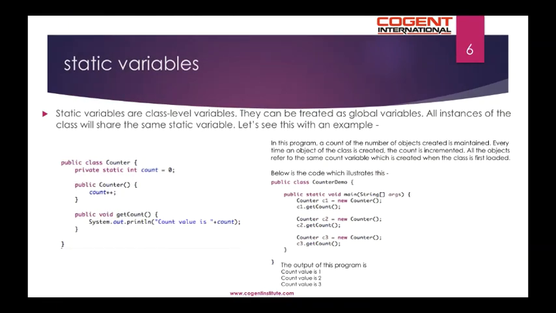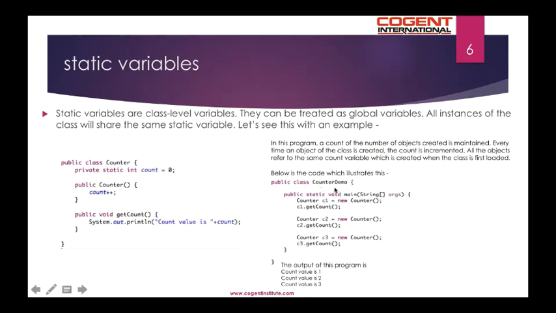Static variables are class level variables. They can be treated as global variables, like all instances of the class will share the same static variable. Let's see this with an example. So in this program, a count of the number of objects created is maintained. So every time an object of the class is created, the count is incremented. All the objects refer to the same count variable, which is created when the class is first loaded. Below is the code which illustrates this.